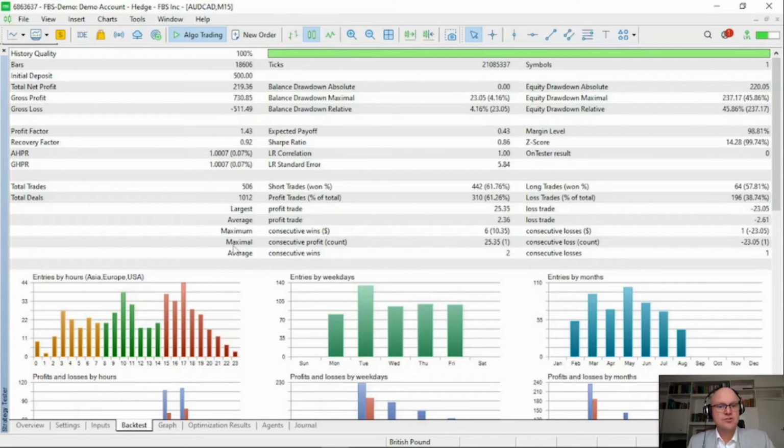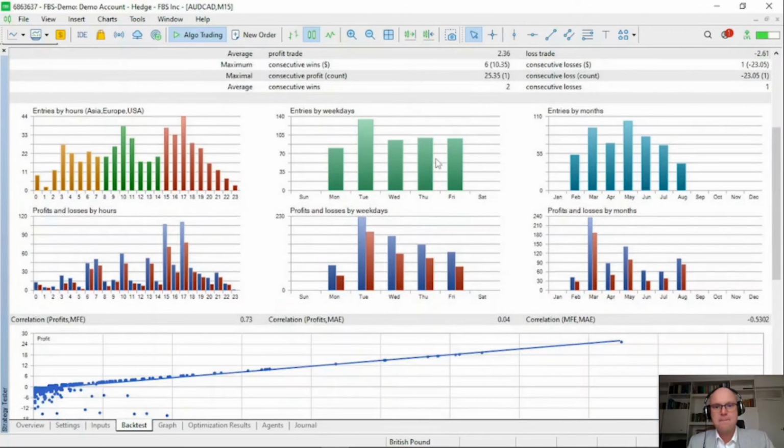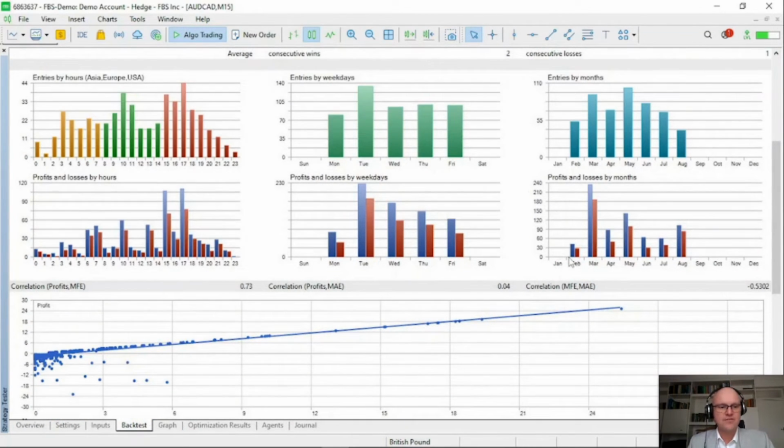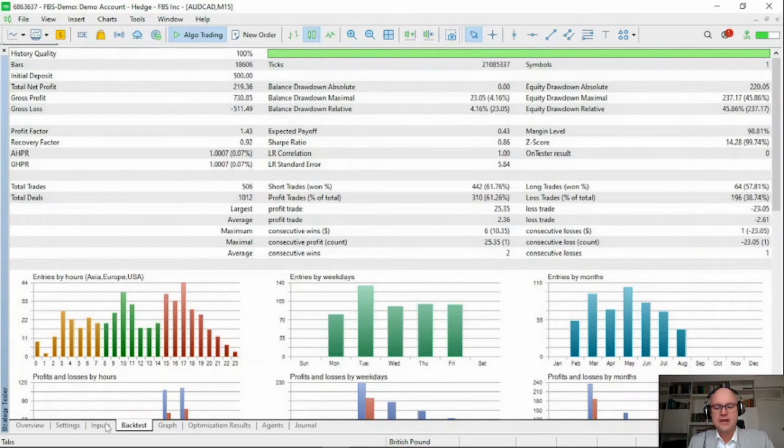The same as what we saw on the signal, the equity drawdown is very high at $237.17, and out of a total of 506 trades, it was able to win 61% with a profit factor of 1.4. We'll see the different results and trading days and which days it was the most busy, placing the highest quantity of deals.